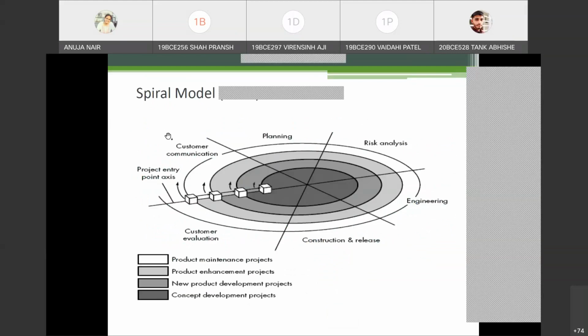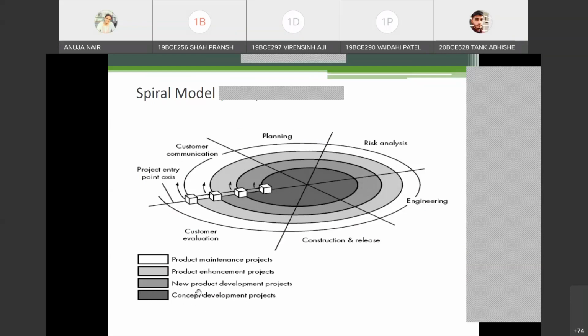ठीक है, इसमें अभी नाम अलग दिए, ये आपके बुक का डायग्राम है, Pressman का. So communication में, can you see that this particular project is divided into 4 phases? This entire project is divided into 4 phases. First phase is product maintenance phase, product enhancement, new product development, and concept development. So our inward spiral is starting from concept development, right? You are developing the concept.